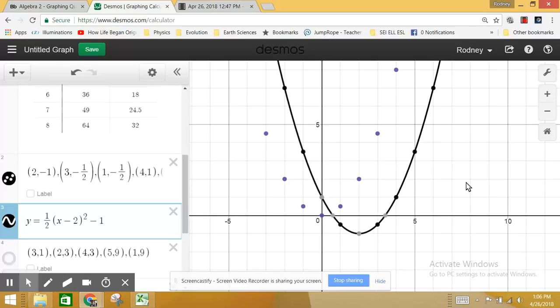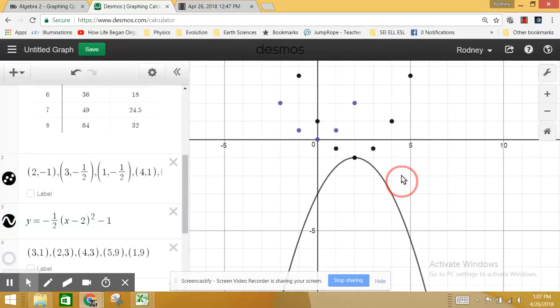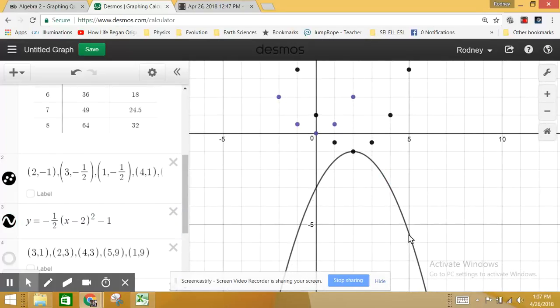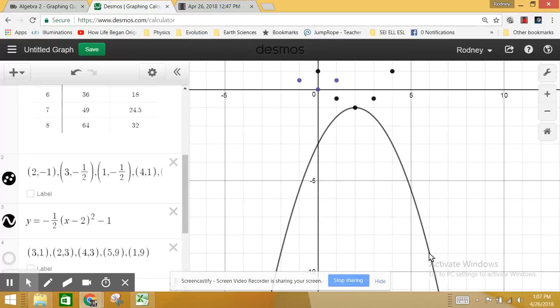If it had been a -1/2 here, we would be flipping over. So we would flip over our vertex point, so negative flips over right there, and all my points would be over 1, down 1/2, over 1, down 1.5, and then over 1, down 2.5, over 1, down 3.5, and so forth. So there are patterns that can be your friends here.